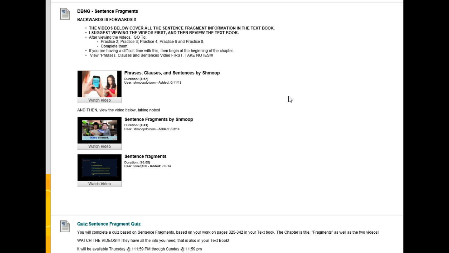Okay, so if you look at the screen, you're seeing DBNG, which stands for Dreaded But Necessary Grammar, and we're looking at sentence fragments. And we're looking at sentence fragments because this is the week to do that. So the first thing I want you to do is notice where I say backwards is forwards. And I really believe this.